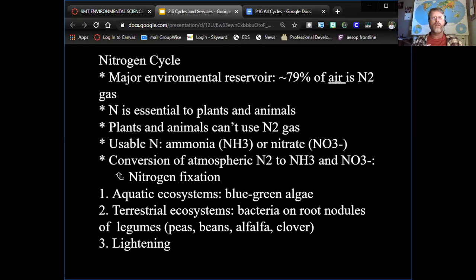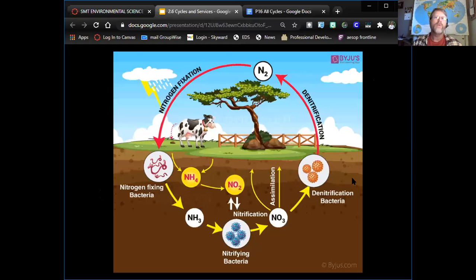Another source, not as prevalent, is lightning. As lightning dashes through the air, it's going to turn some of that nitrogen into other compounds as well. So this gives us another simple picture of the nitrogen cycle. Notice most of it's in the air, but then it passes through the bacteria. It can then go in and out of plants and animals, and then there'll be different bacteria on the far end that take the dead plants and dead animals and eventually release the nitrogen back into the air.